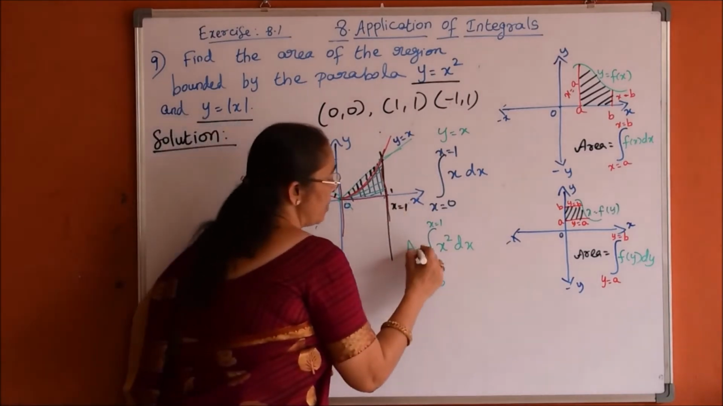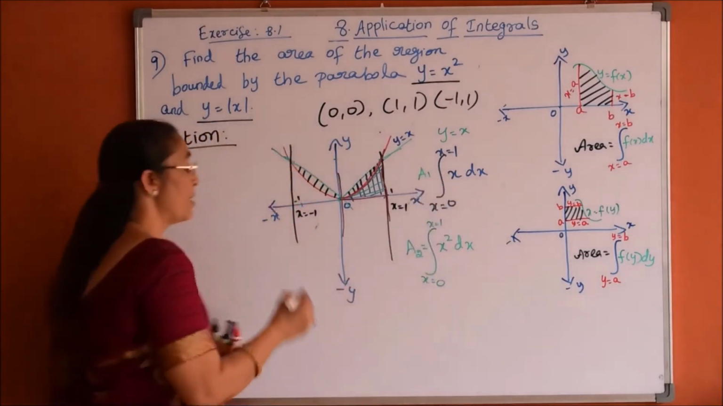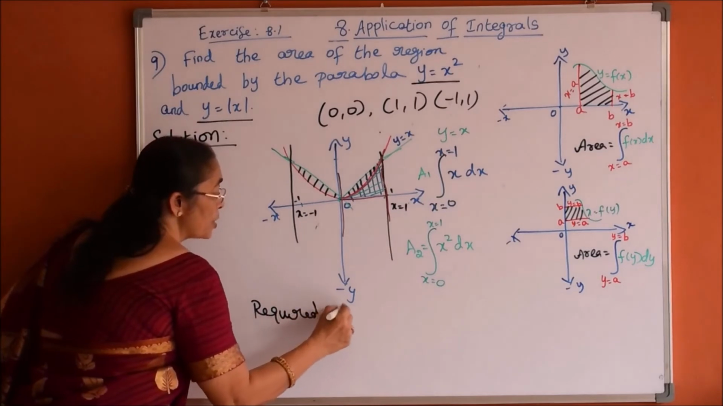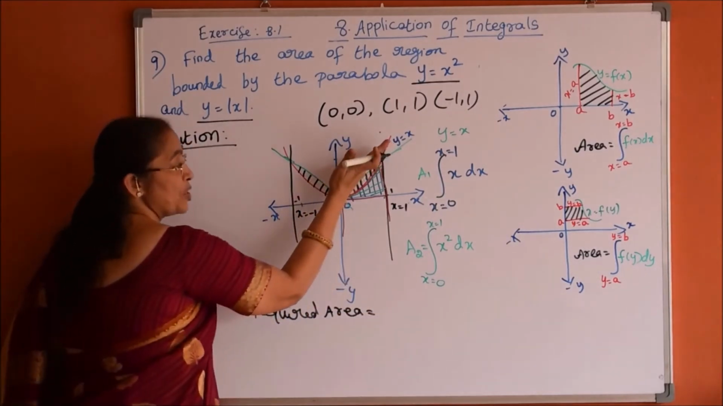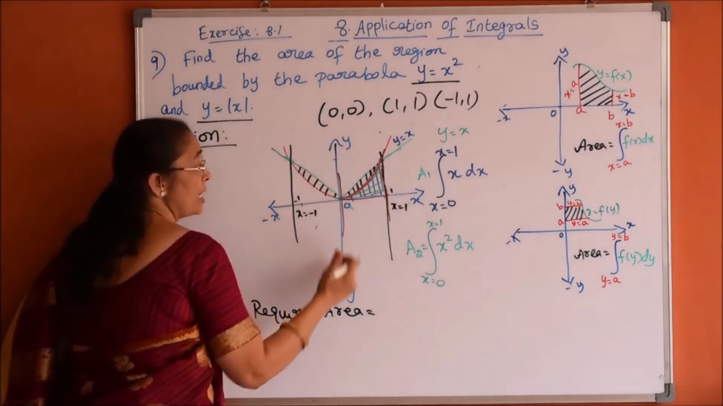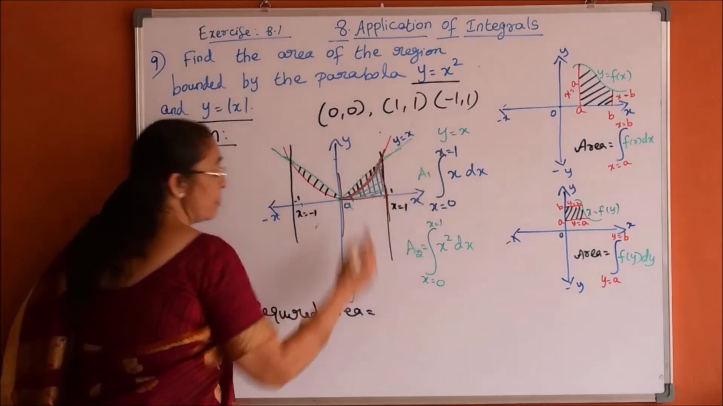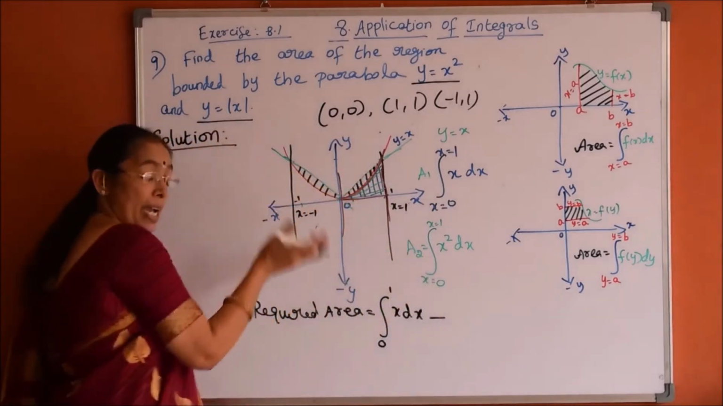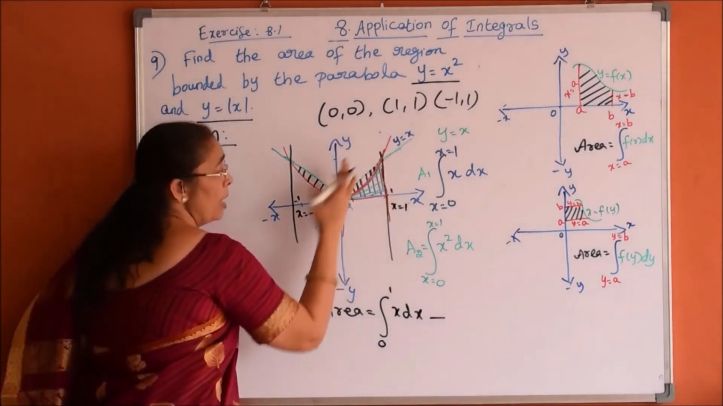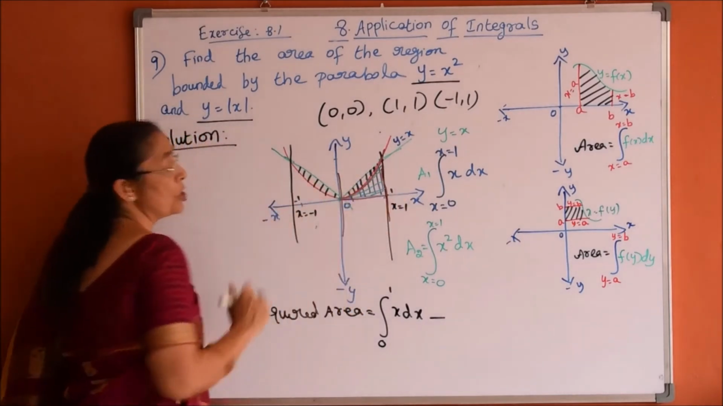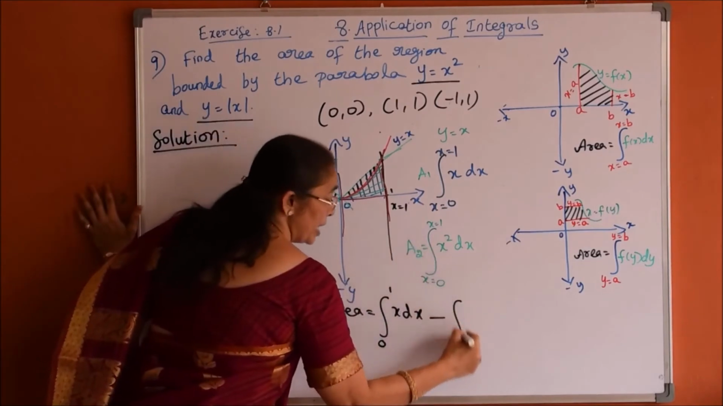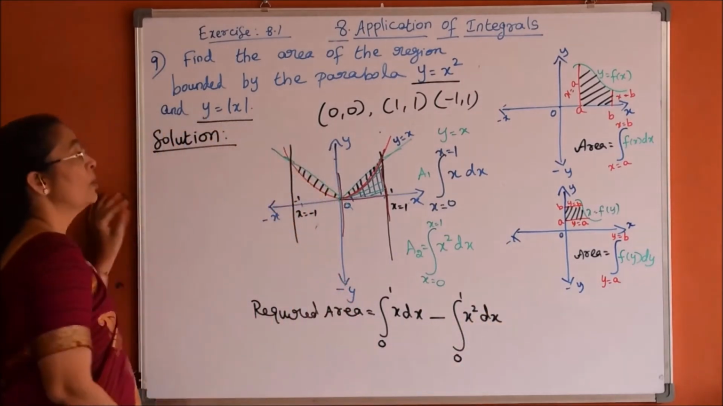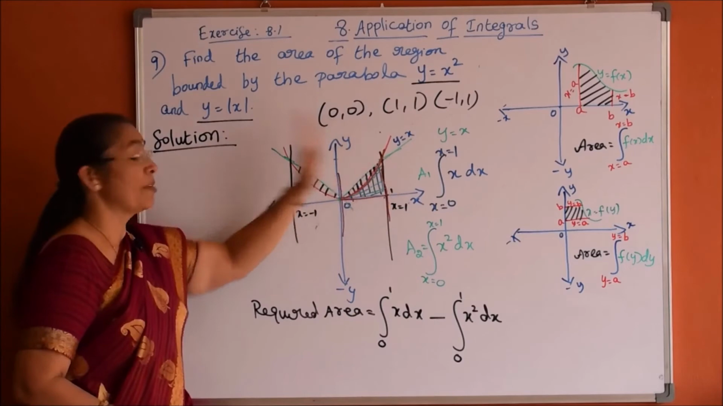So if the parabola area is A2 and this is A1, our required area equals the area covered by the straight line with the x axis between the lines x is equal to 0 and x is equal to 1, that is nothing but the integration from 0 to 1 of x dx, minus the area covered by the parabola with the x axis between the lines x is equal to 0 and x is equal to 1, which is the integration from 0 to 1 of x square dx. So if you subtract this area, we get the required area.